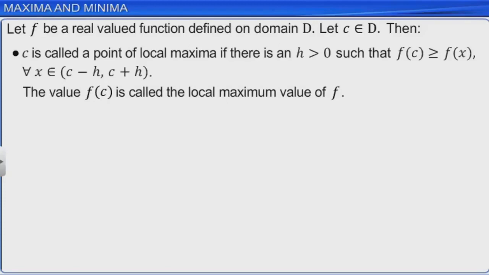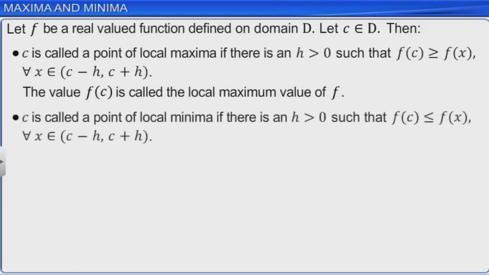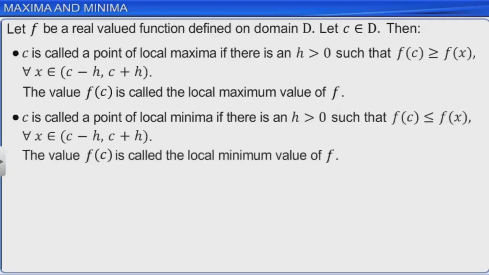Also, c is called a point of local minima if there is an h greater than 0, such that f(c) is less than or equal to f(x) for all x in open interval (c - h, c + h). The value f(c) is called the local minimum value of f. Let us now understand the concept of local maxima and local minima graphically.